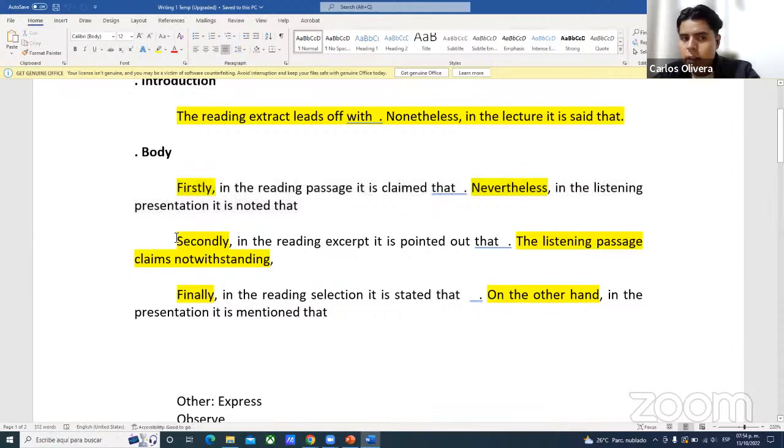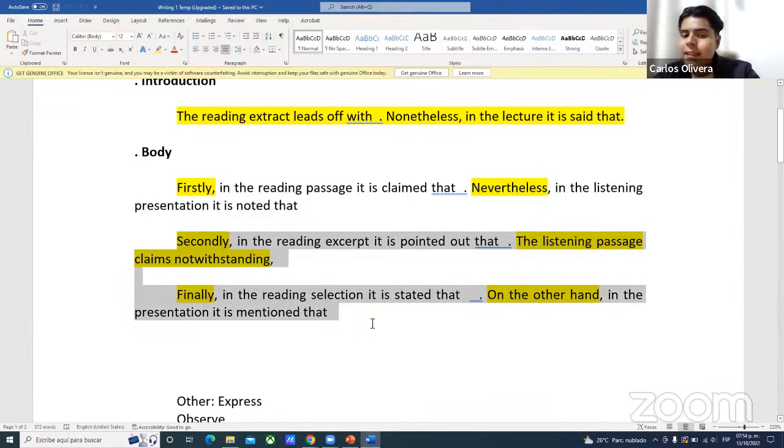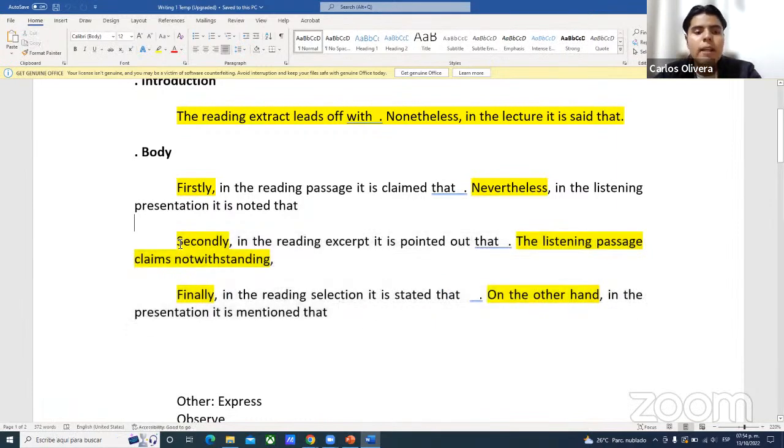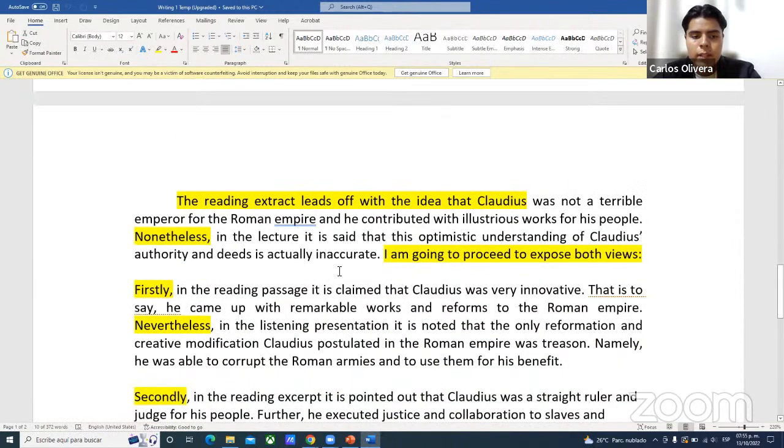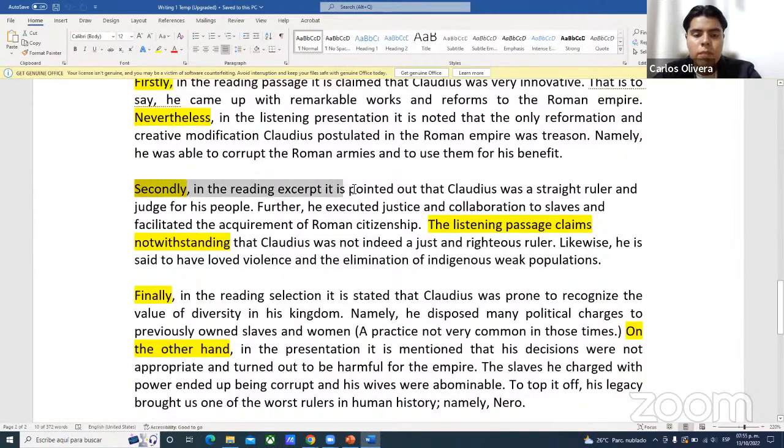Okay, great. Because if there are no questions, what you have to do in the rest of the essay is exactly the same, but with the second and third point mentioned in the reading passage and the listening passage. Let us read. Secondly, in the reading passage, excerpt is another synonym for passage, okay? It is pointed out that, let us see. Secondly, in the reading excerpt, it is pointed out that Claudius was a just ruler and judge for his people.